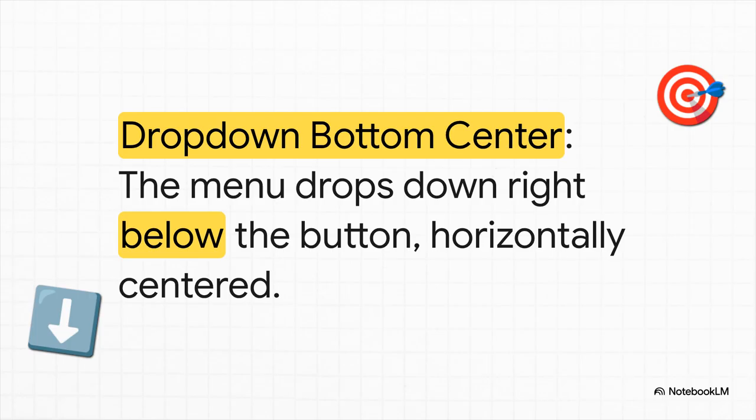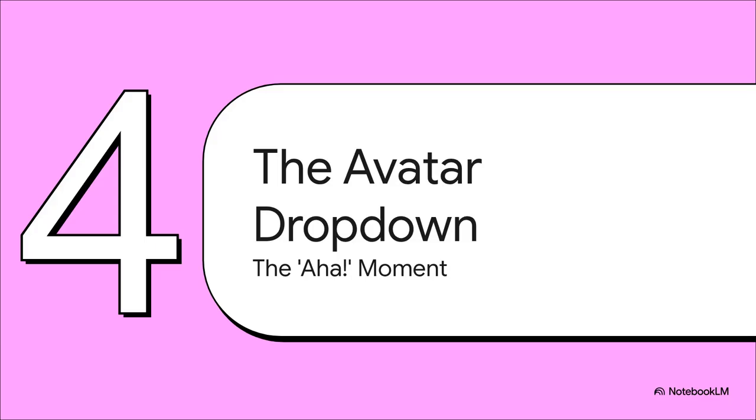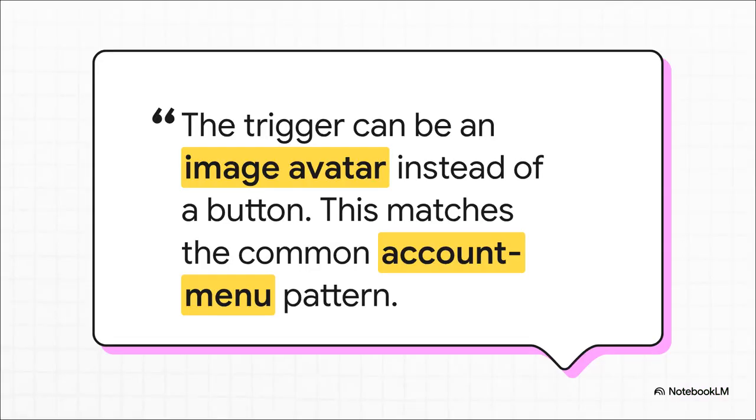It just works. Okay, now we get to the real aha moment. The one feature that for me makes this component an absolute must-have in any modern app. The avatar dropdown. And the source material really nails it here. The trigger can be an image avatar instead of a button. And why does that matter? Because it matches the common account menu pattern that users already know and expect. This isn't just a cool trick, it's about using a standard that feels intuitive.